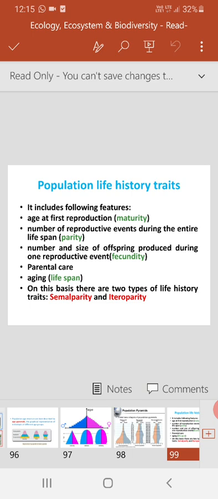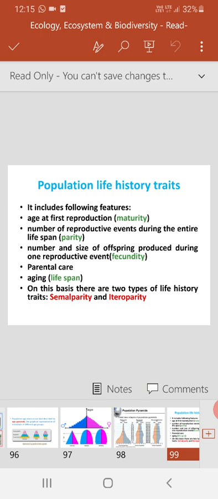Similarly, the second one is the number of reproductive events during the entire lifespan, which is called parity. In some populations, the individuals reproduce only once during their entire lifespan. So their parity is simply 1. And there are some populations, for example the populations of animals, mammals, birds, reptiles, and all the vertebrates, in which the individuals reproduce multiple times during their entire life. So their parity is more.